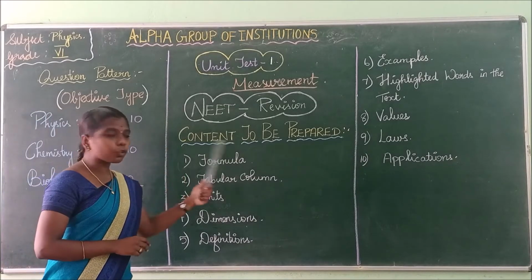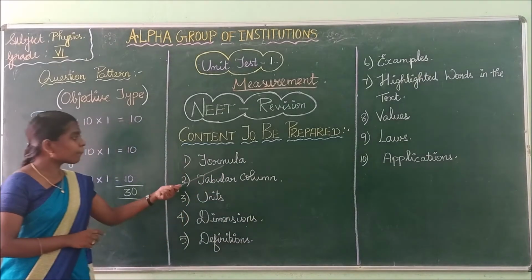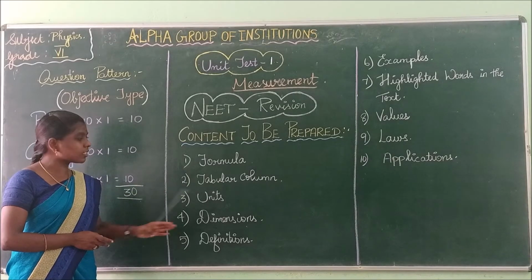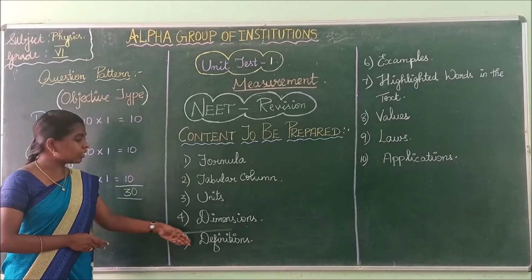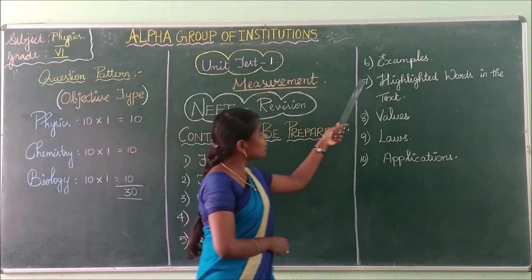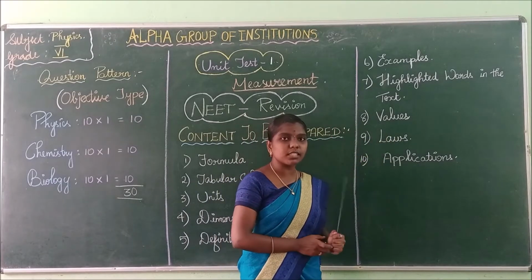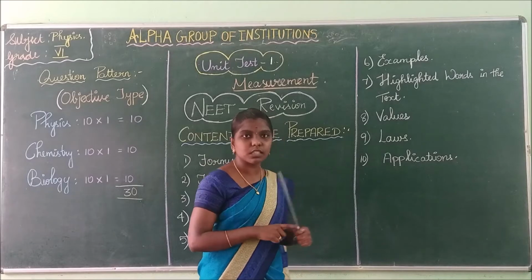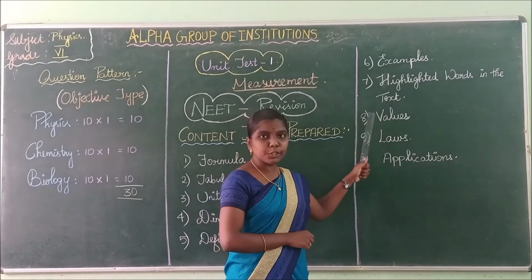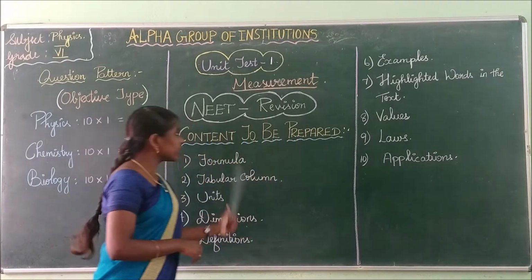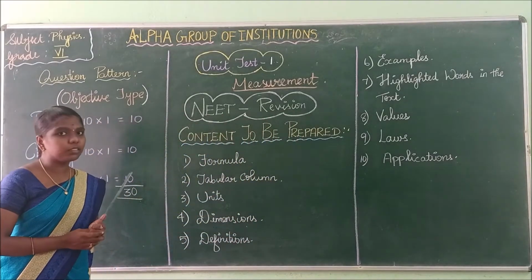Next, the contents to be prepared for your test are formulas, table columns that are given in your text, units and dimensions, definitions, examples, highlighted words in the text. Highlighted words are nothing but the words that are given in black letters. Is it clear? Next, values, laws and applications. These are all the contents that you have to prepare for your NEET test.